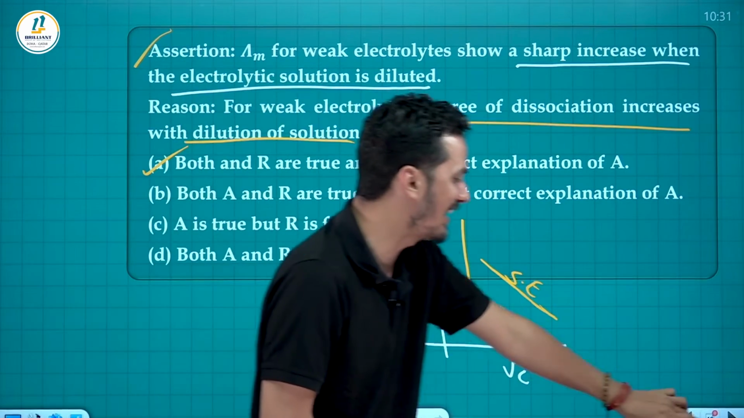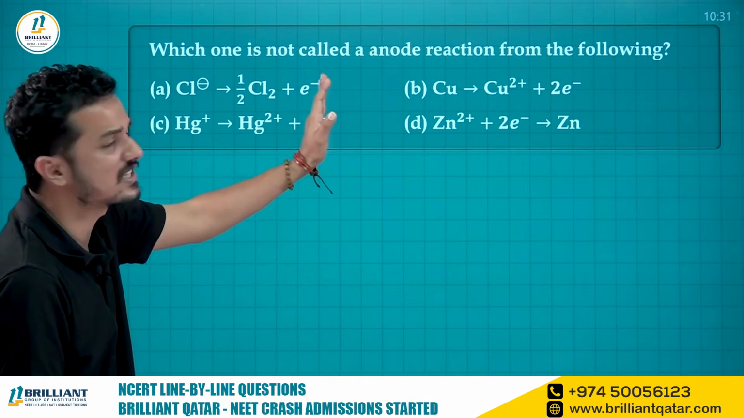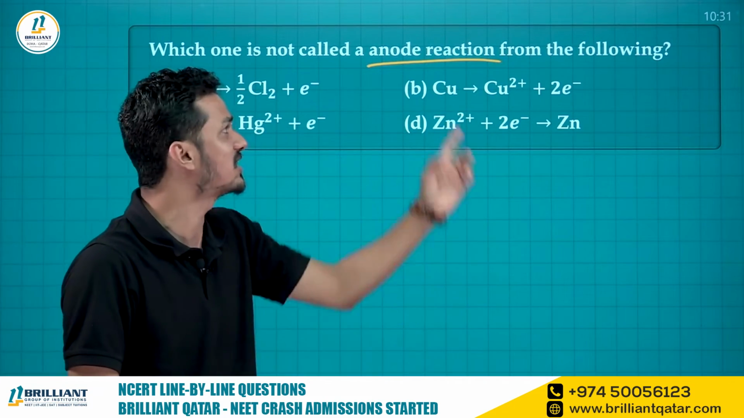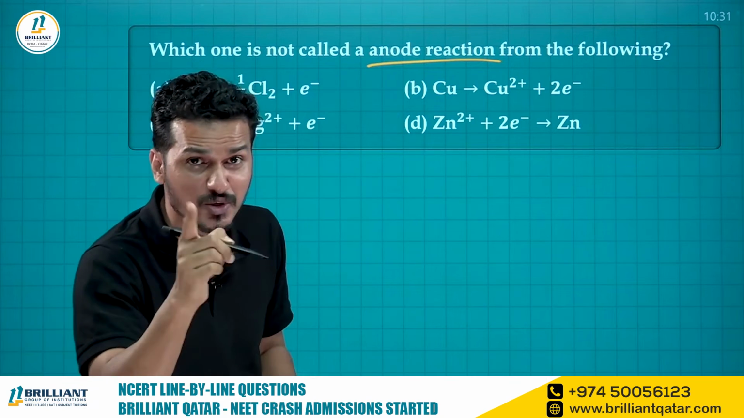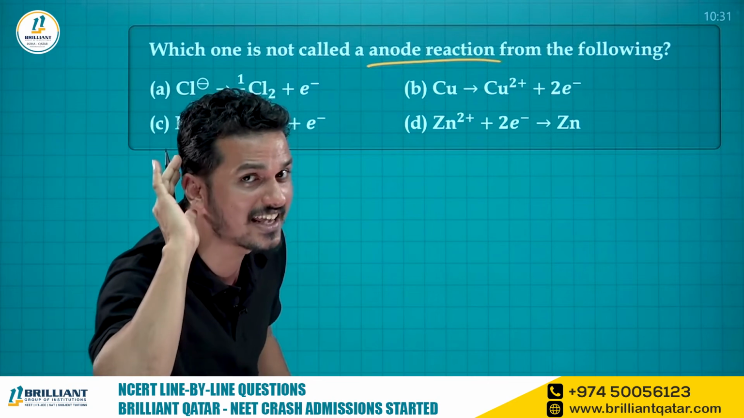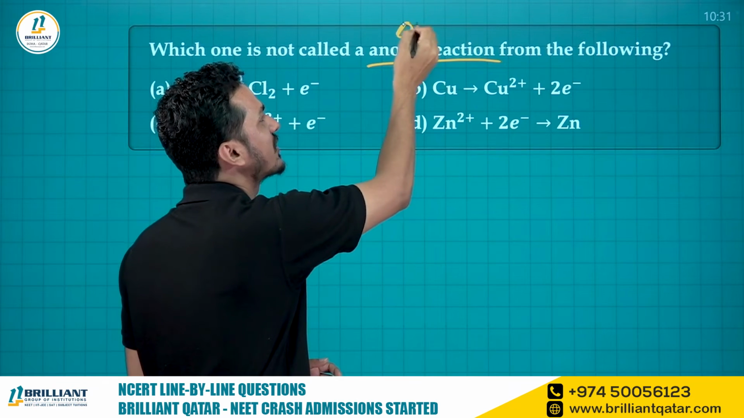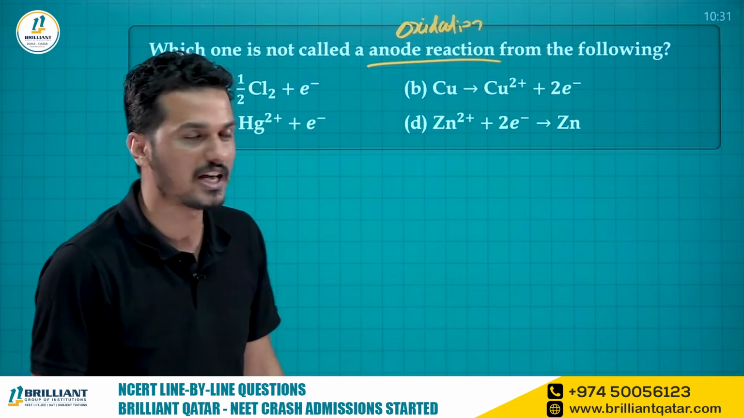Ready now? Okay, this is the next question. Which one is not called an anode reaction? Previously we did cathode reactions. This is the anode reaction. At the anode, which reaction should take place? At the anode, oxidation should take place.